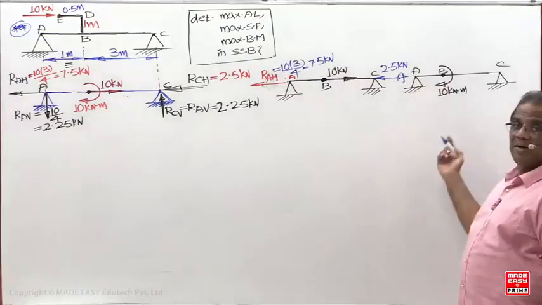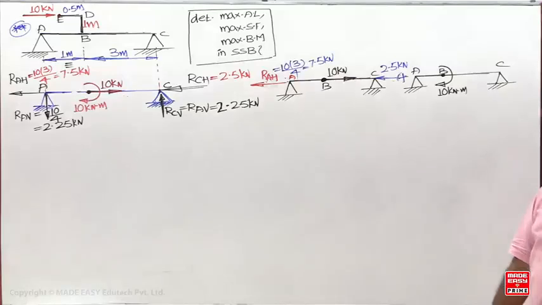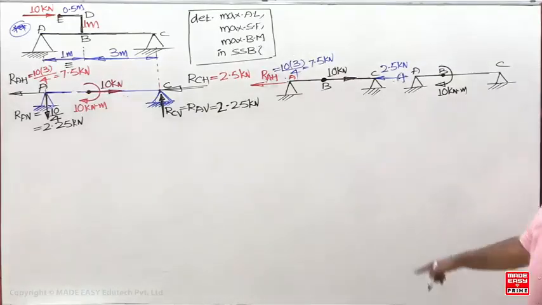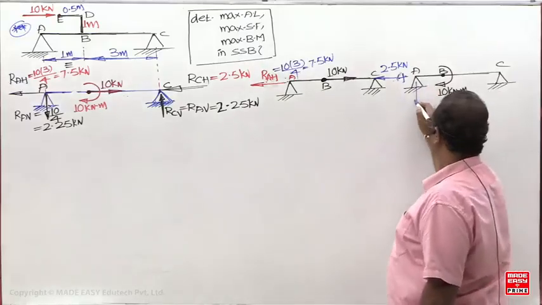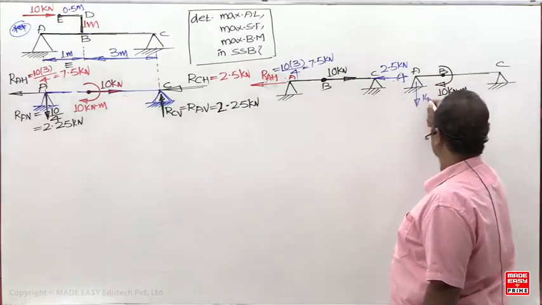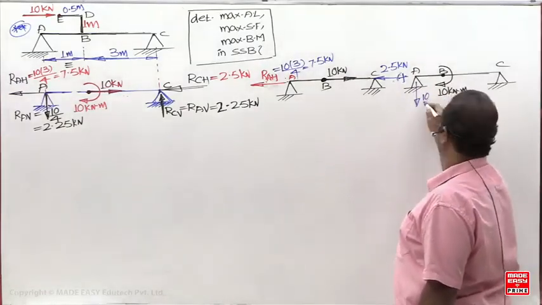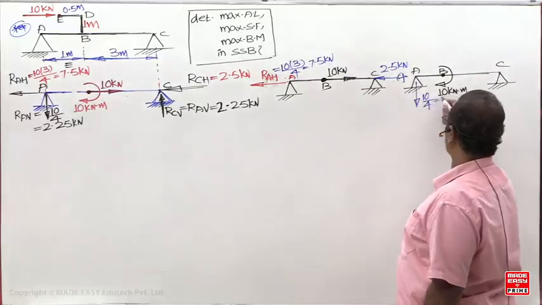So directly this reaction will be. And this is where sigma V is 0 but sigma M is non-zero. When sigma V is 0, sigma M is non-zero. So what is the net couple now? Clockwise, therefore the reaction should be downward. 10 upon the span, and the span is 4, so 2.5.